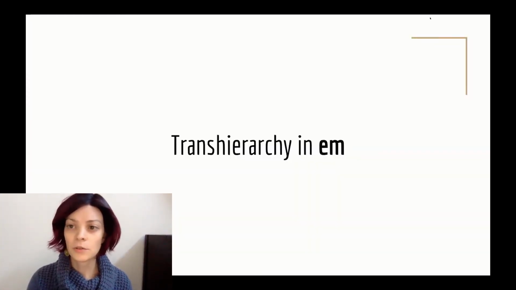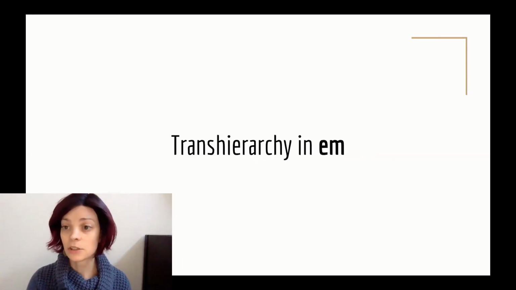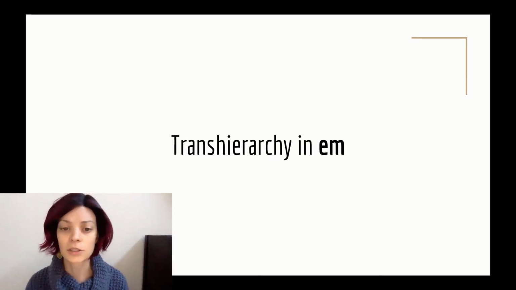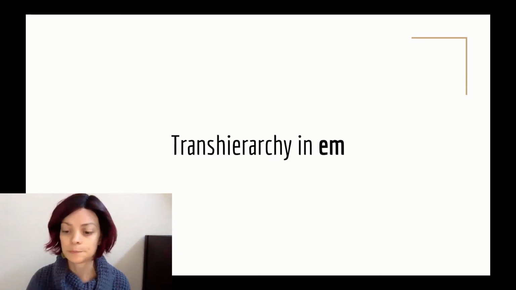So now I'm going to do a detailed description of how transhierarchy works, the algorithm for it. And this is mainly taking examples from M, the nonlinear note-taking application that I developed.